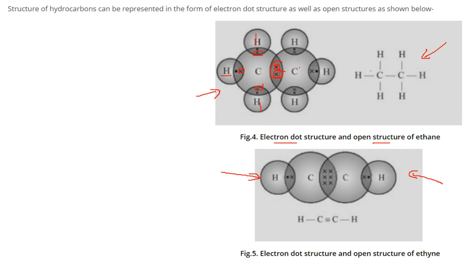But if you show the bond by a line, these are known as open structure. So this is an open structure of ethane. This is electron dot structure and open structure of ethyne.